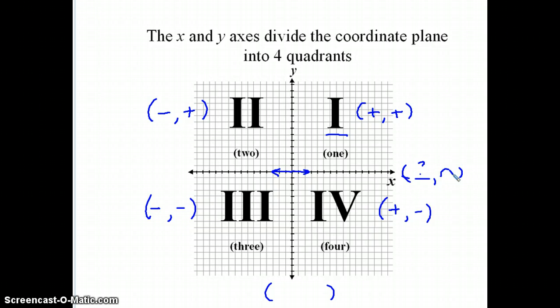Whereas for the y-axis, the points will either move up or down. And if it's moving up or down, that means that the x value will always be 0, and the y value can change.